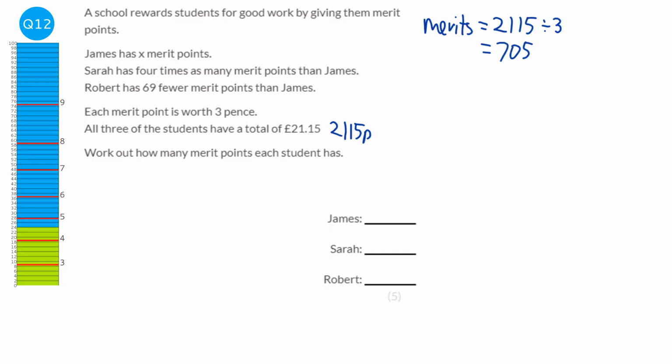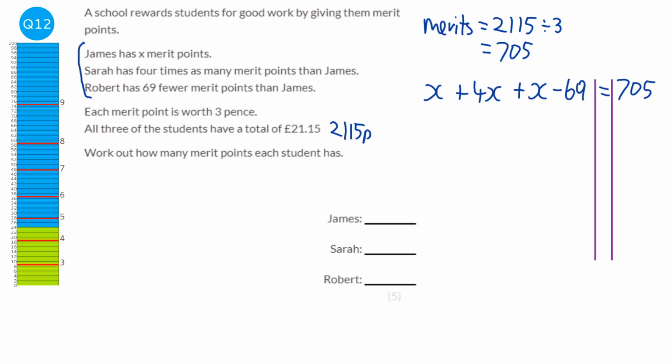Next, have a look at the question here, this part here, where it says James has x merit points. Sarah has 4 times as many points as James, so she's going to have 4x. Robert has 69 fewer merit points than James, so he's going to have x minus 69. And we know that that equals 705 because we've just worked that out. And this feels like a solving coming on. So we've got x plus 4x plus x, which is 6x minus 69 equals 705. And we're going to add 69 to both sides.